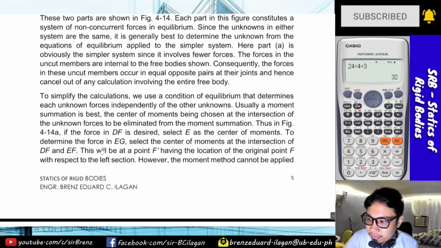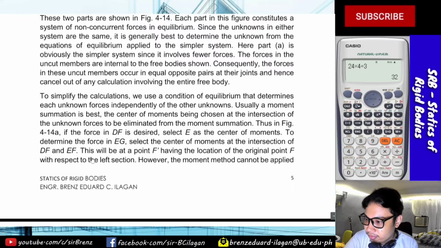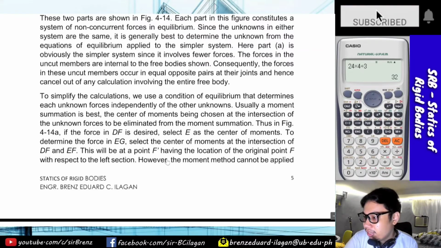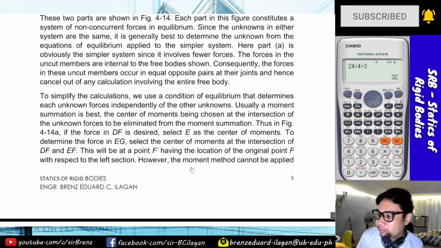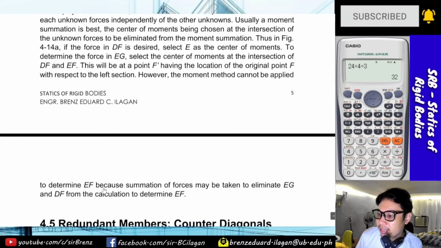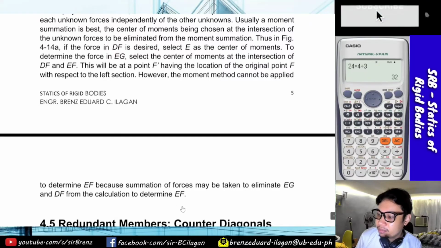So, to determine the force in EG, select the center of moment at the intersection of DF and EF. Thus, it will be at the point F prime, giving the location of the original point F with respect to the left section. However, the moment method cannot be applied to determine EF because summation of forces may be taken to eliminate EG and DF from the calculation to determine EF.